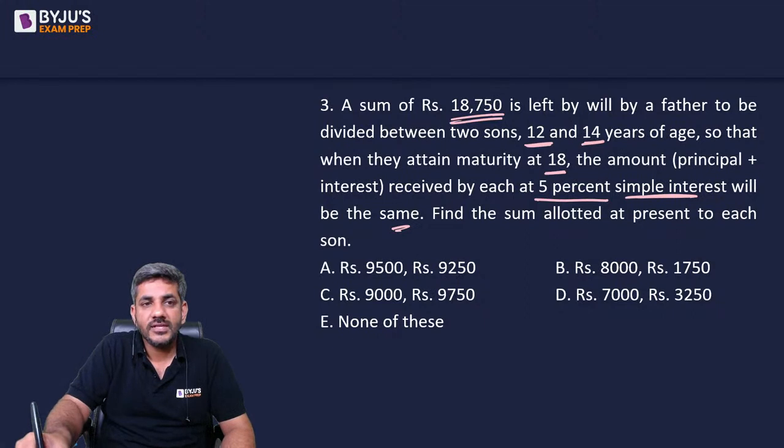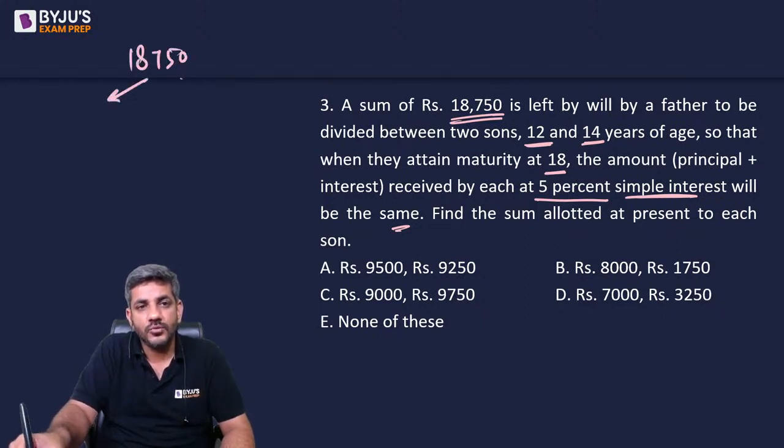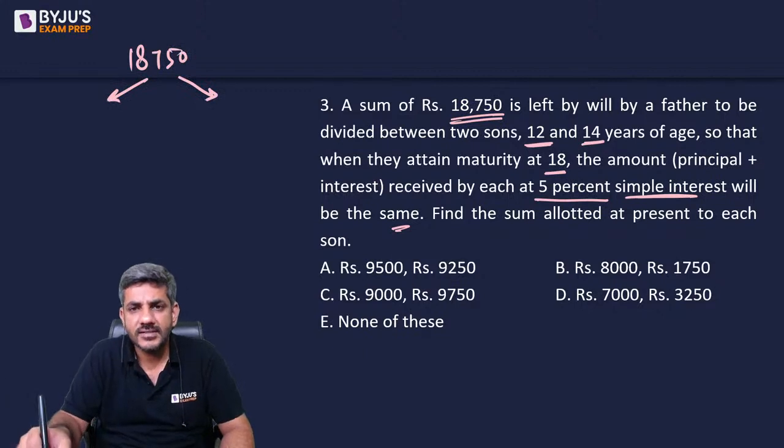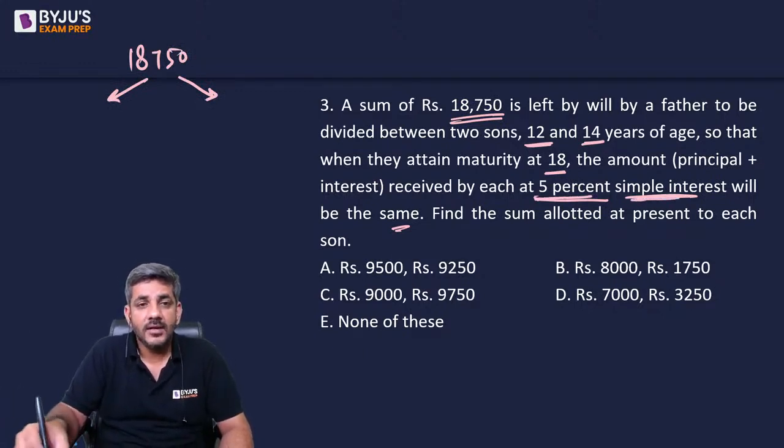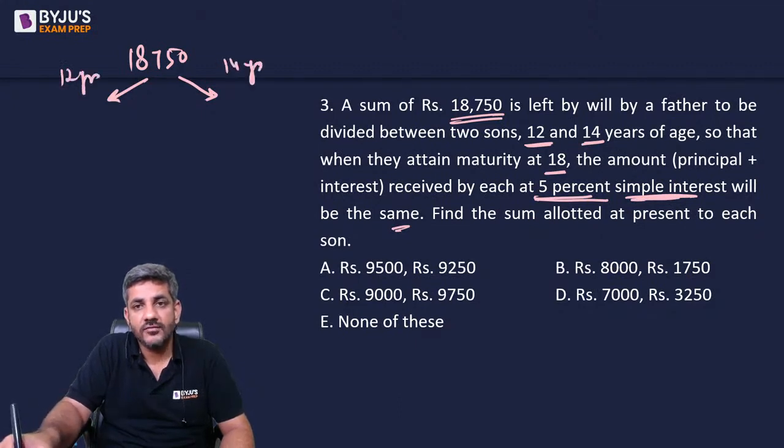Now, 18,750 rupees are there. They are divided between two people. One would get something, one would get something. And you are getting 5% simple interest. Now, one person is 12 years of age, one person is 14 years of age. So, can I say he would be getting interest for next 4 years, but he would be getting interest for next 6 years?